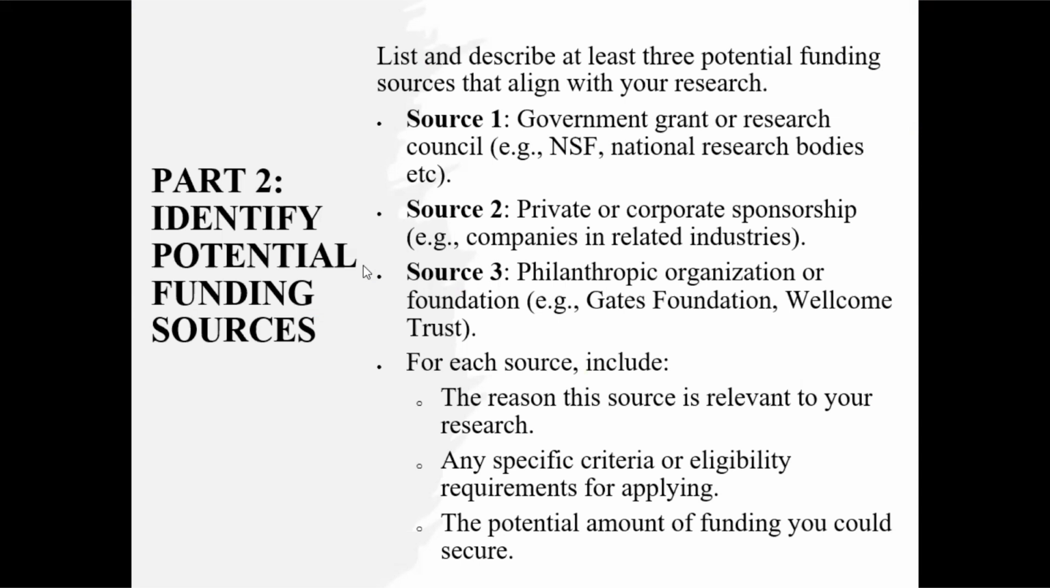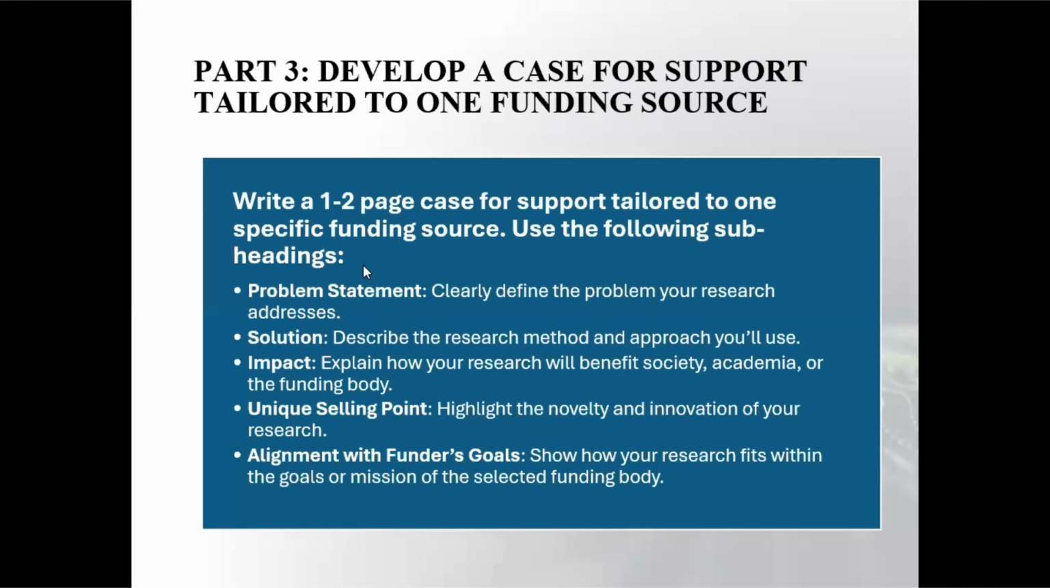And then for each source, they need to include the reason this source is relevant to their research, any specific criteria or eligibility requirement for applying, and then the potential amount of funding that they intend to secure. In the third part, we expect that they will be writing a 1 to 2 page case for support tailored to one specific funding source.